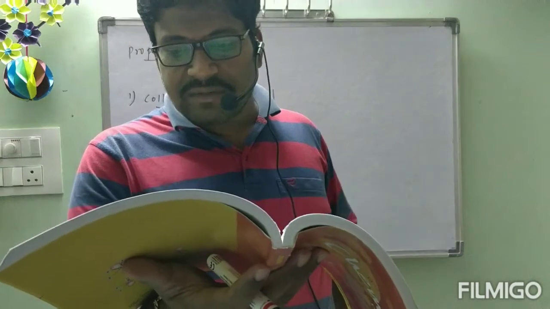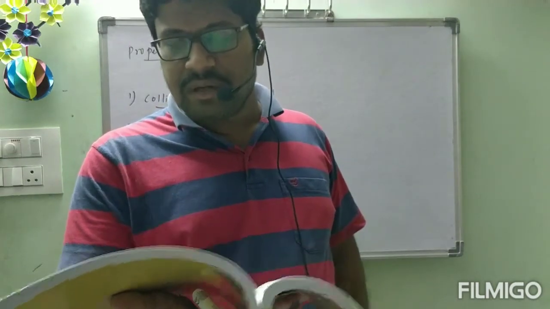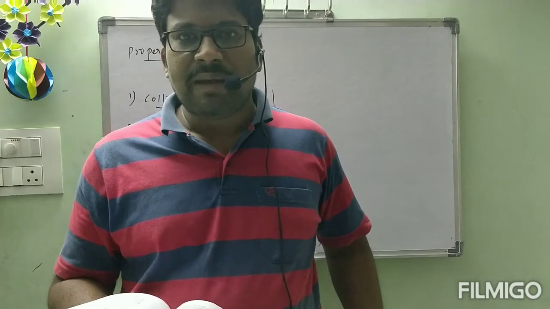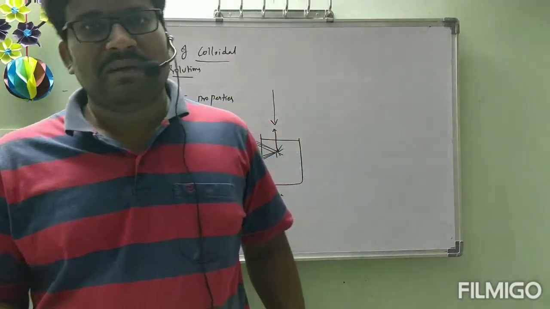Second one, refractive indices of the dispersed phase and the dispersion medium differ greatly in magnitude. Definitely dispersed phase and dispersion medium have two different refractive indices, the ability of bending of light. Those two must be very much variant in magnitude. If these two conditions are fulfilled, then only Tyndall effect will be shown.